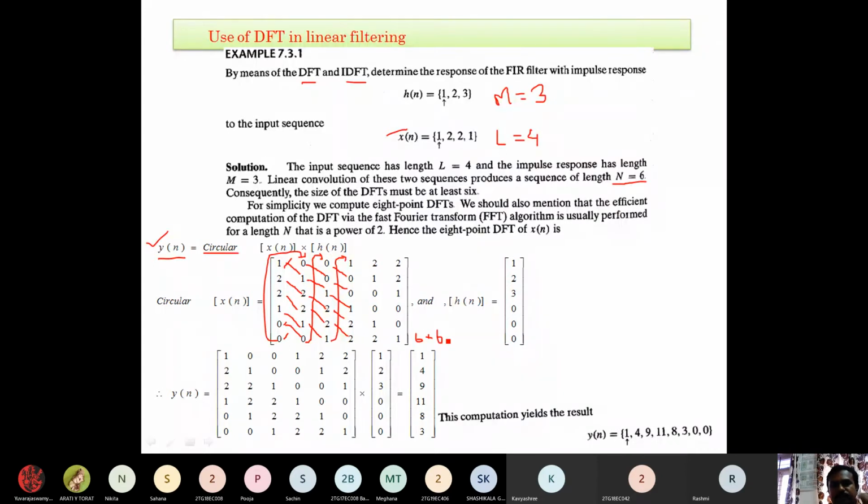Okay, so this is the design of the circularly shifted matrix for the given sequence x of n, of size N cross N. How do we calculate N now? We know the length is L plus M minus 1. This is the circularly shifted matrix of the given sequence x of n. Then you need to multiply this with h of n.